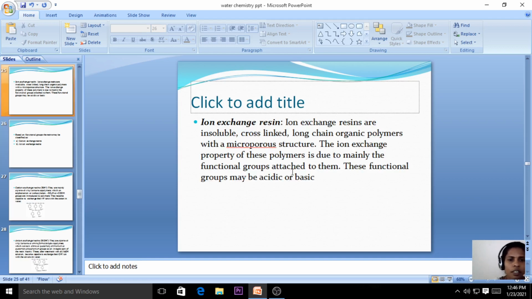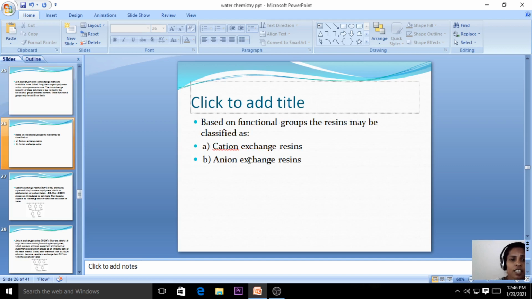I said that due to the functional groups only, the ion exchange resins are exchanging ions in the water sample. These functional groups may be acidic or may be basic. So based on these functional groups, the ion exchange resins are of two types. One is the cation exchange resin and another one is the anion exchange resin. Cation exchange resin's role is exchanging only cations in the water sample. Anion exchange resin's role is exchanging only anions in the water sample.